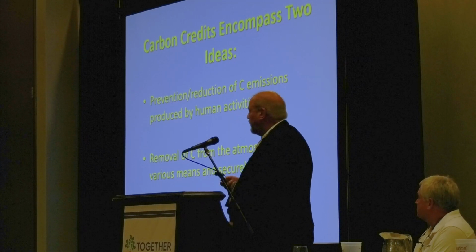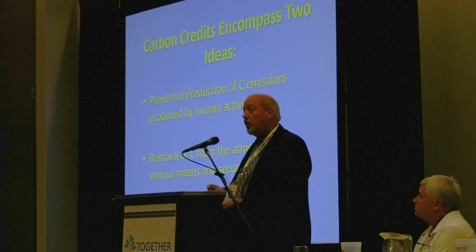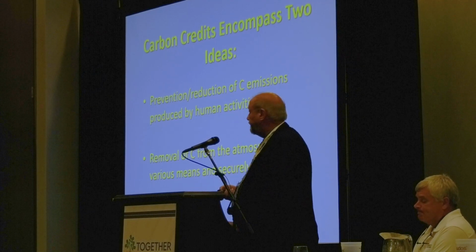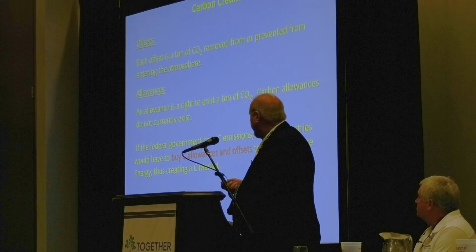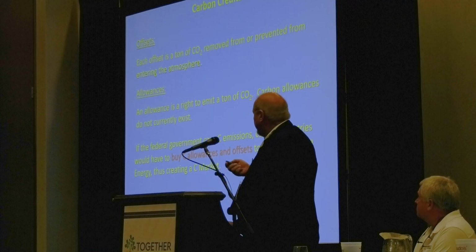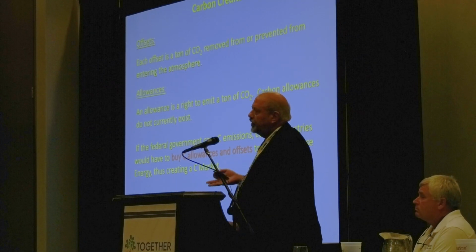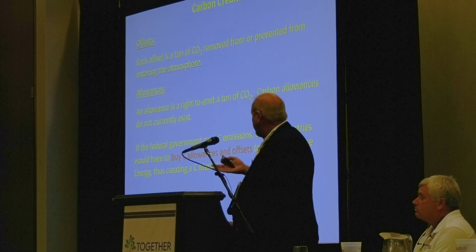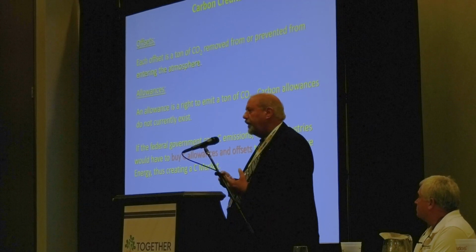But the other one is to remove carbon, and that's where we get into these types of technologies, or building up organic matter in your soil. I think I've already talked about this. So the basic idea is if the federal government caps emissions, then certain industries would have to buy the allowance or offsets to continue to be able to use energy.